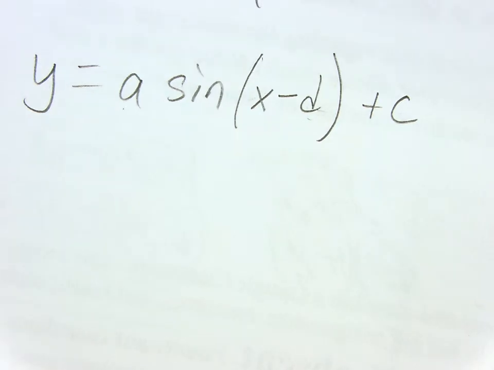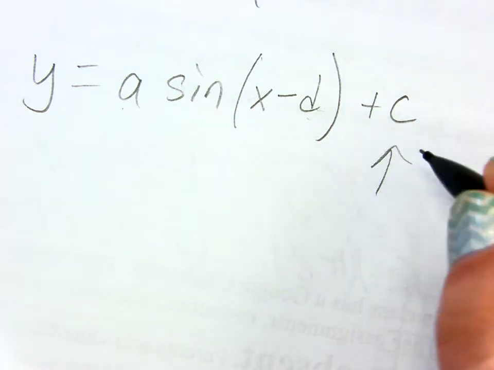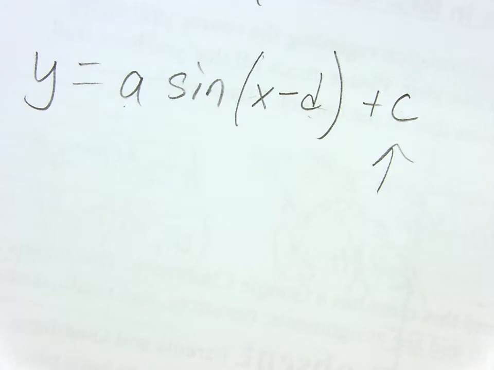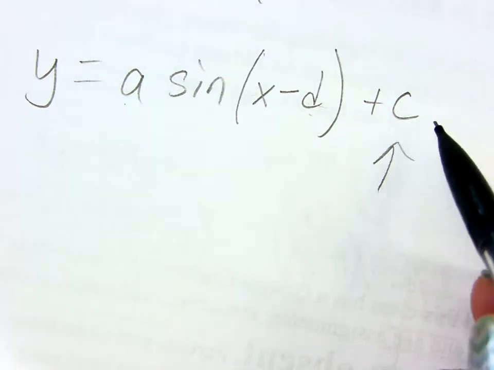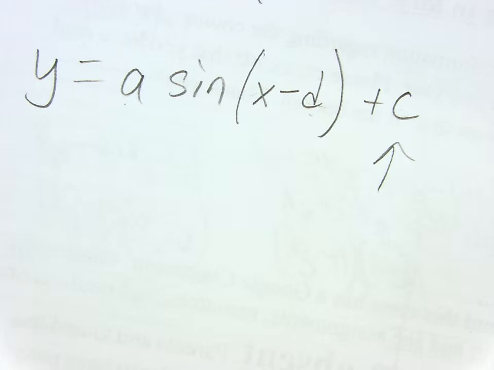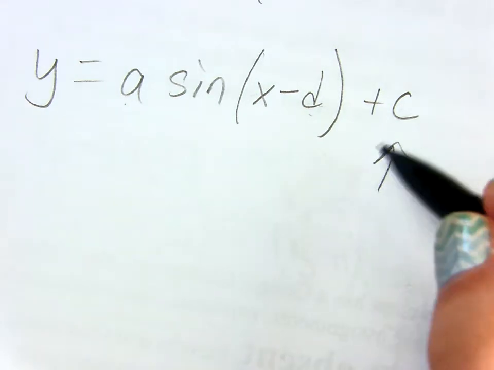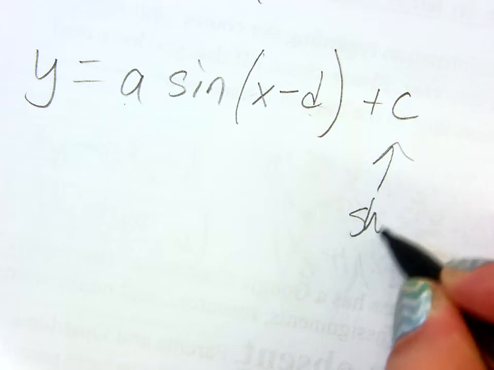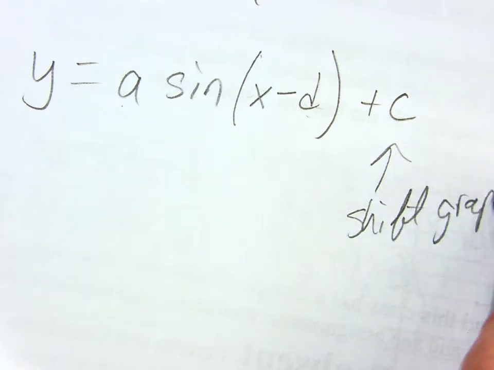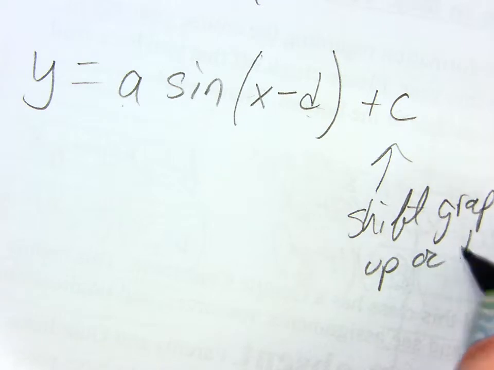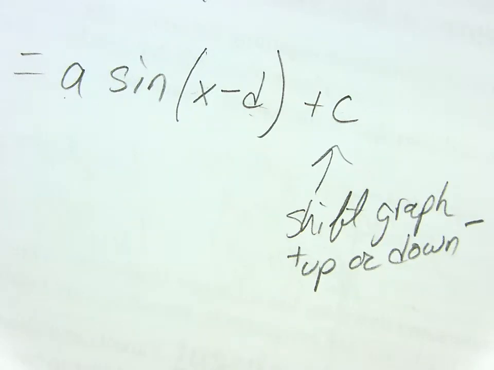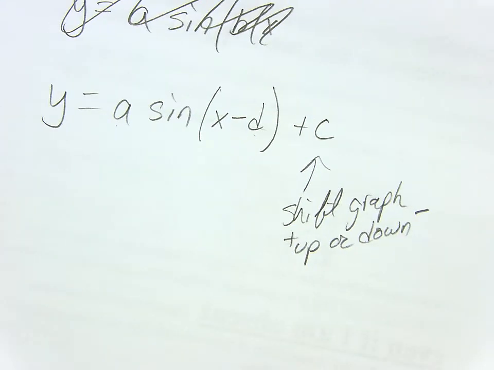Well, C, we'll start with that because that's actually the easiest thing. If you have a value for C, that just takes your whole graph and shifts the whole thing up or down that many units. So if I have a +2 on the end, I'm going to graph my sine curve like normal, and then I'm just going to literally take every point and move it up 2 units. If it was a -2, I would just drop it down 2 units. So that's what the value of C does. It's going to shift the graph up or down. Obviously up if it's positive, down if it's negative. And it's just however many units C is.